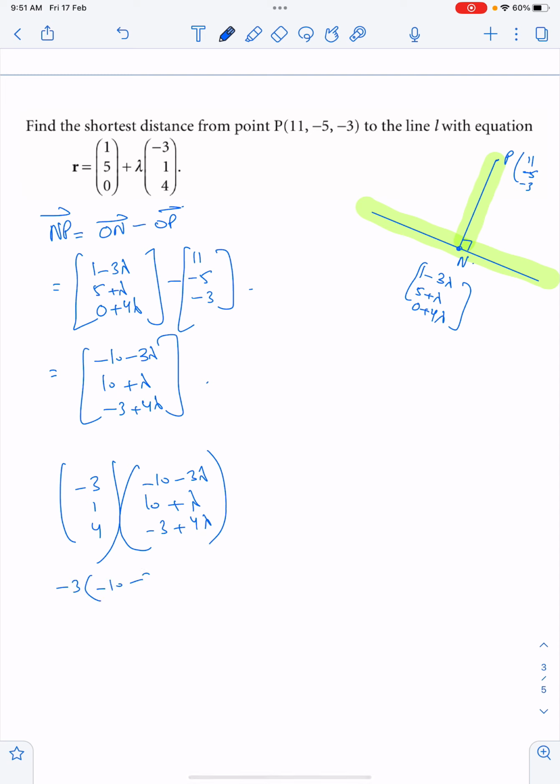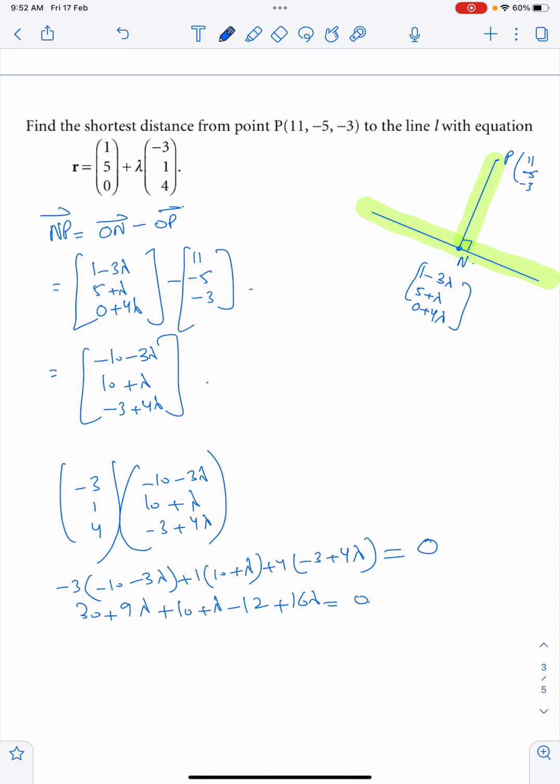-3 times -10 minus 3 lambda, plus 1 times 10 plus lambda, plus 4 times -3 plus 4 lambda. The dot product will be 0 if the lines are perpendicular to each other. Let's solve this. 30 plus 9 lambda, plus 10 plus lambda, minus 12 plus 16 lambda equals 0. So 9 plus 16 is 25, 25 plus 1 is 26 lambda equals 40 minus 12, which is 26. So it goes to the other side and becomes -26.